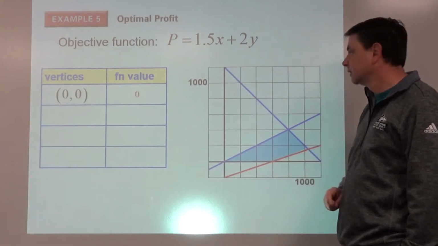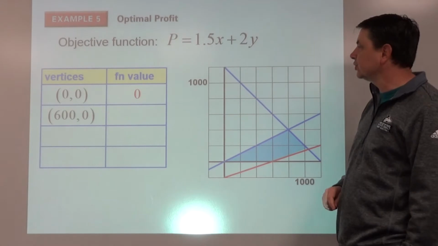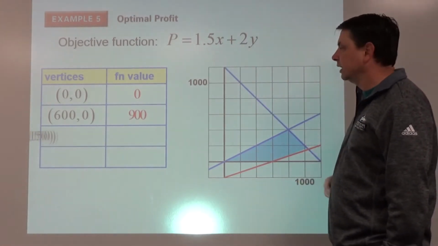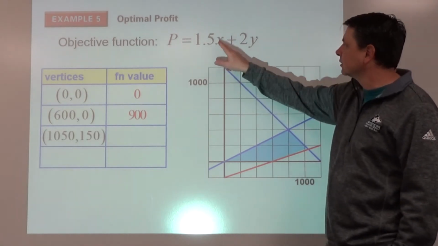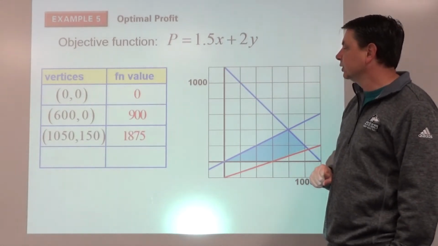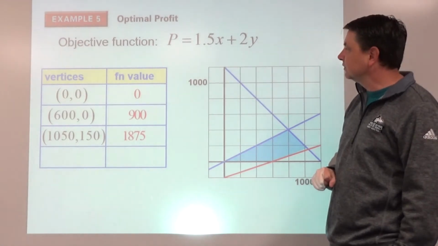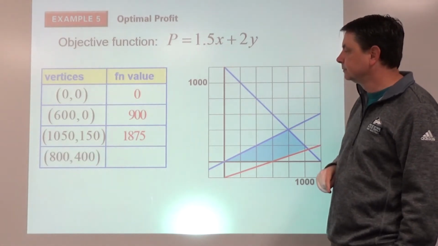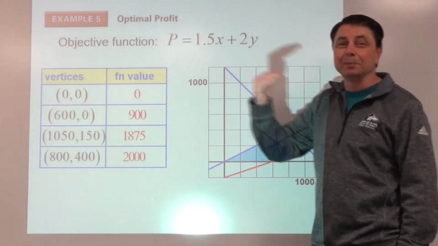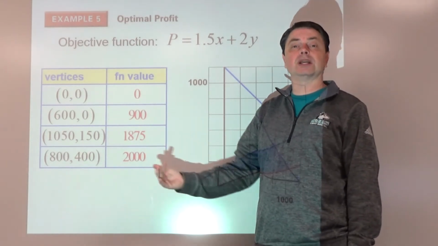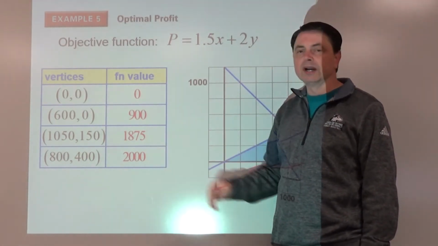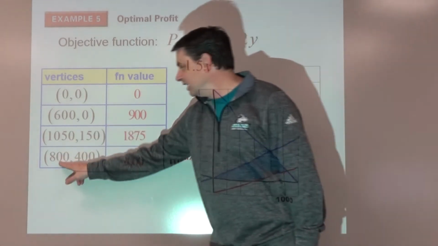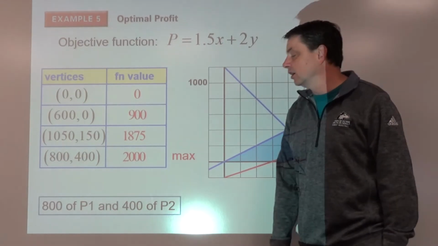0, 0. 600, that's going to produce a profit of 900. And the one that we were just talking about, substitute for x and y, get 1,875. And then this one here looks like we're at 800, 400. And there we go. We are trying to maximize profit, so we don't even need to look at the minimum. We're right here. We can have a profit of 2,000 when we produce 800 of product 1, 400 of product 2.